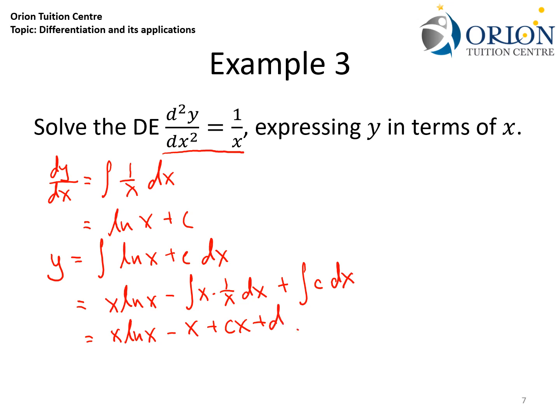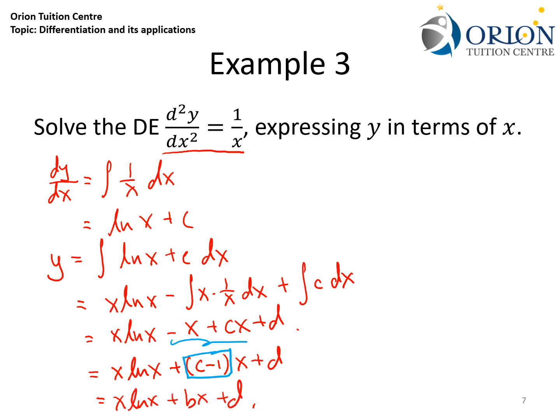And I can group these two terms together since both of them are x terms to give x ln x plus (c minus 1)x plus d. And I can again rename this c minus 1 so that it becomes slightly neater, into x ln x plus bx plus d, where b is in fact just c minus 1.